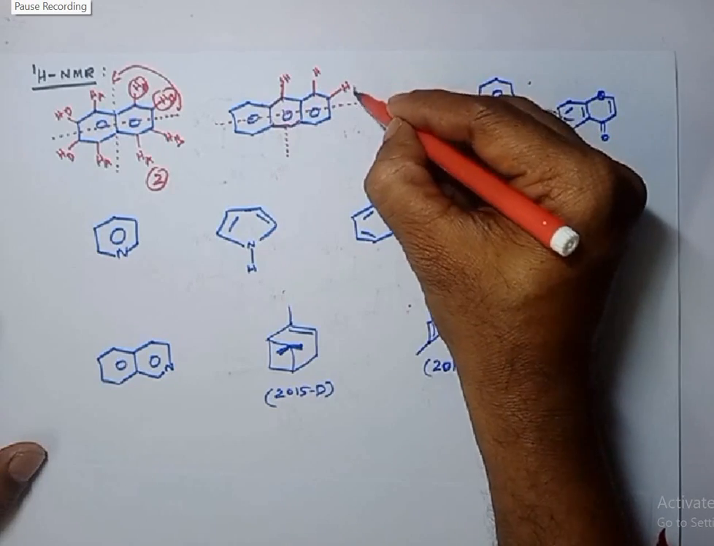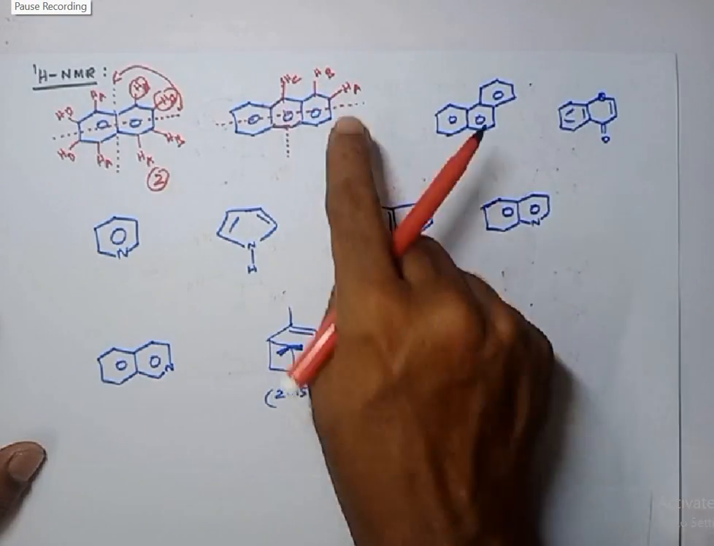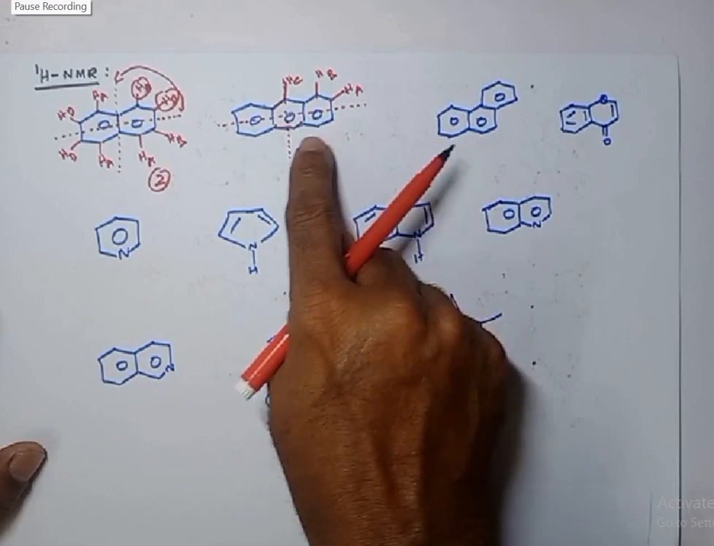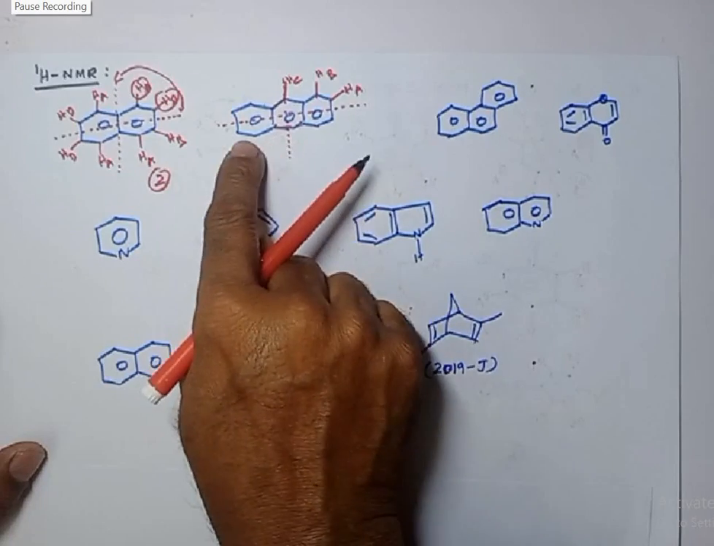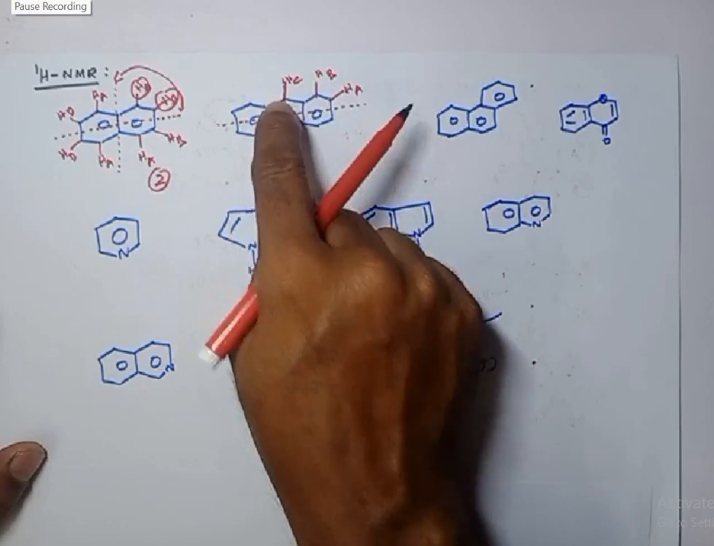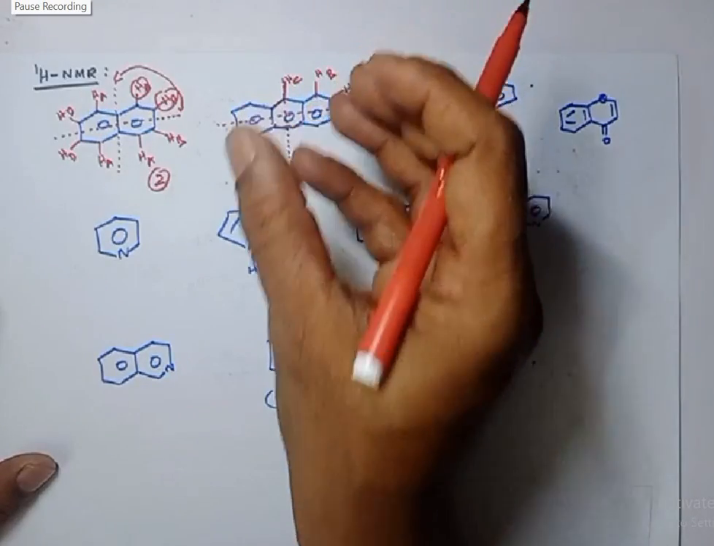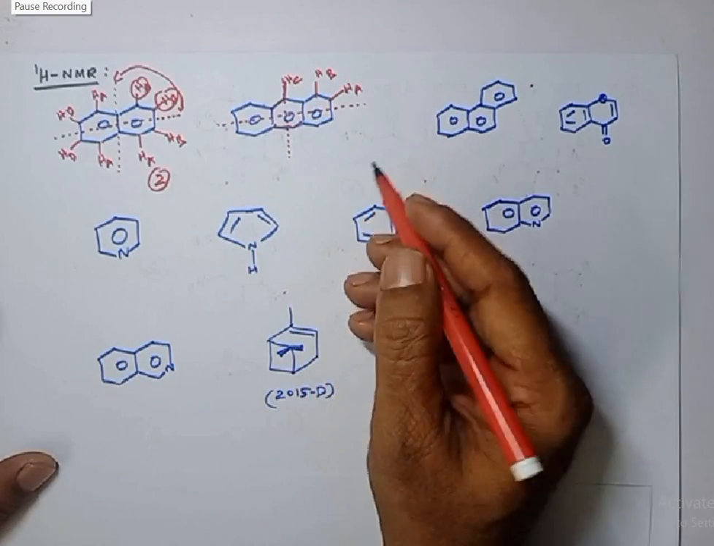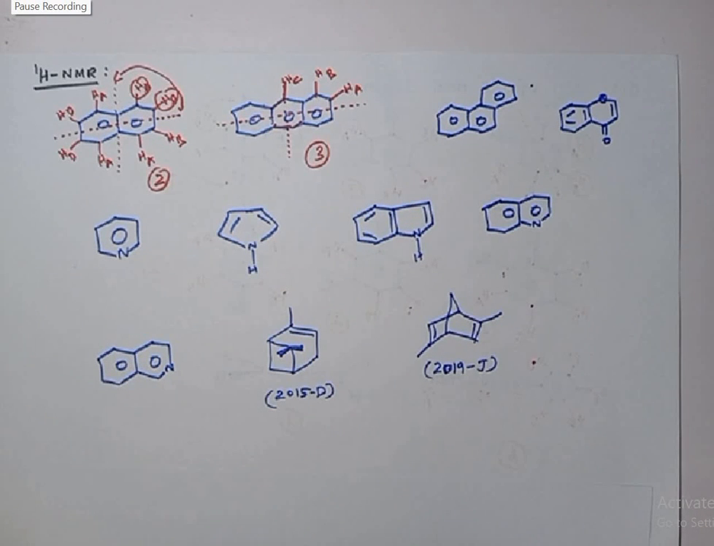Okay. So HA, HB, and this is HC. So I have 3 different types of protons. Similarly, here I have 3, and these 3 and these 3 are equivalent. And here I have 3, this 3 and this 3 are equivalent. So we have 3 different types of protons in this molecule. So this molecule will give 3 signals in the proton NMR spectrum of the compound. Okay, take it.